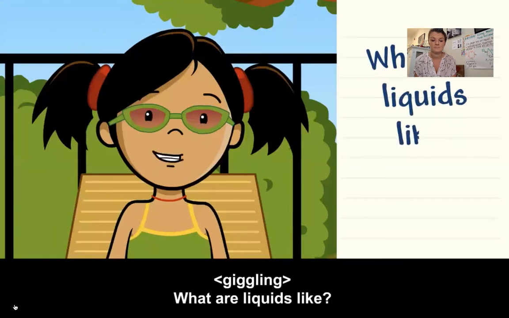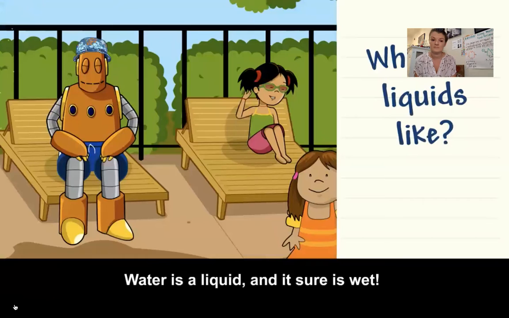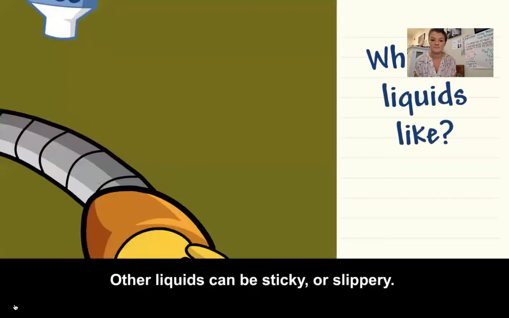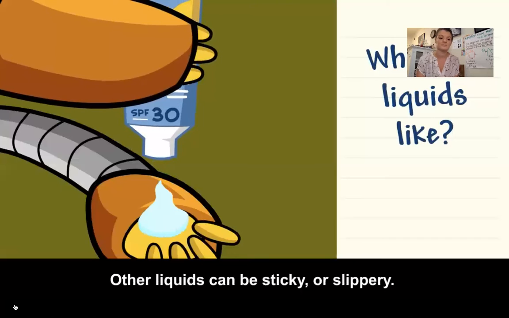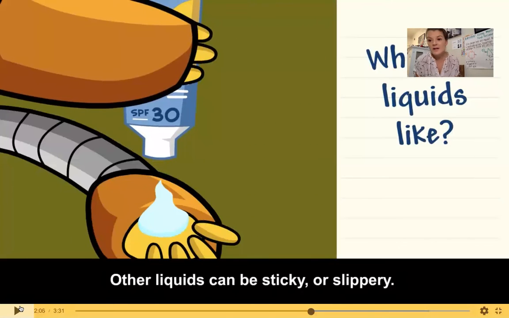What are liquids like? Water is a liquid, and it sure is wet. Other liquids can be sticky or slippery. What are some other examples of liquids that we can think of? We know water. I see one that Moby has in his hand, suntan lotion, any lotion you guys use at home. I would say Vaseline is a type of liquid. Any liquids you guys have in the fridge, juice, soda, milk, anything like that are all examples of liquids.